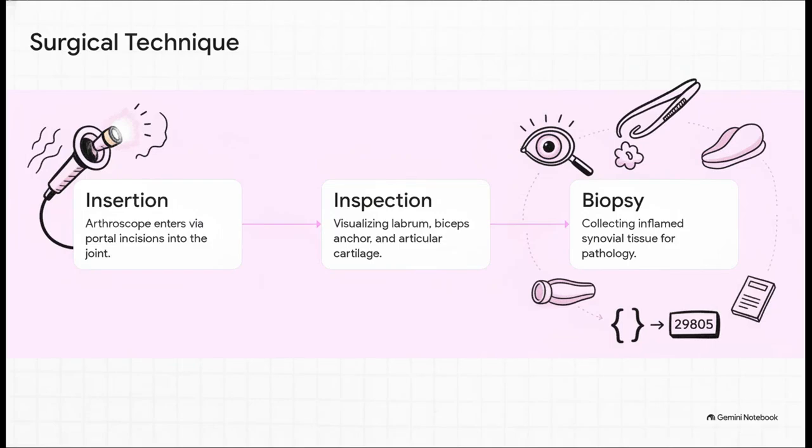If we break the surgical technique down into coding steps, it's really systematic. First, the scope goes in via the portal incisions. Second, the surgeon systematically inspects the labrum, biceps anchor, and articular cartilage. And finally, step 3 is an optional synovial biopsy for pathology. Whether they actually take that biopsy or just look around, the whole thing still maps right back to 29805.